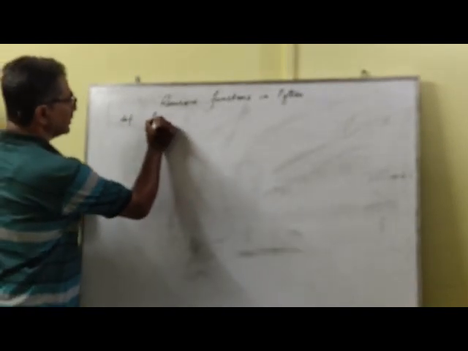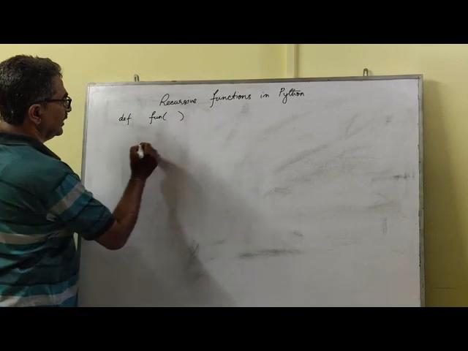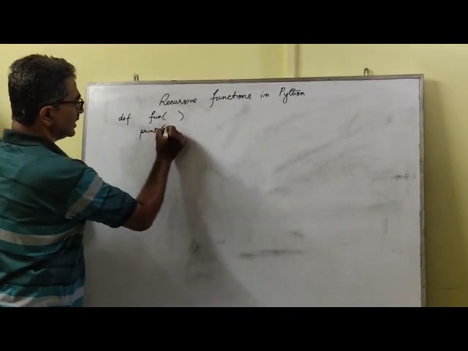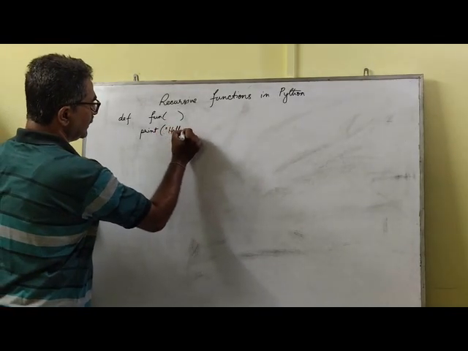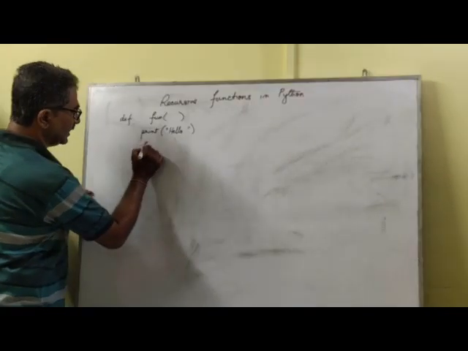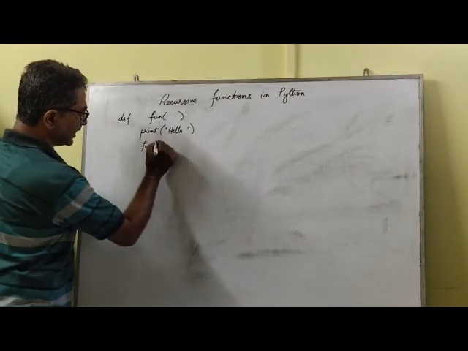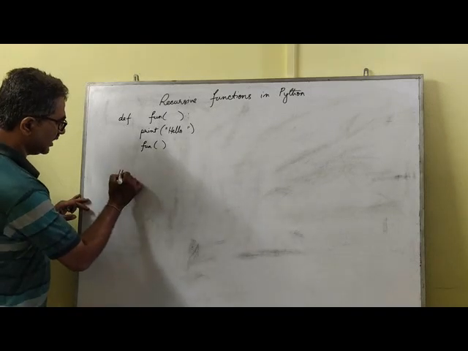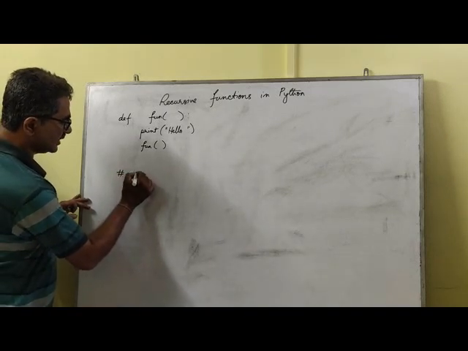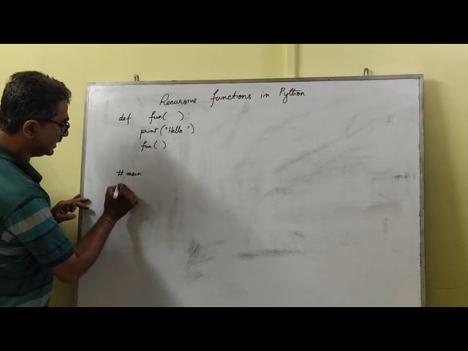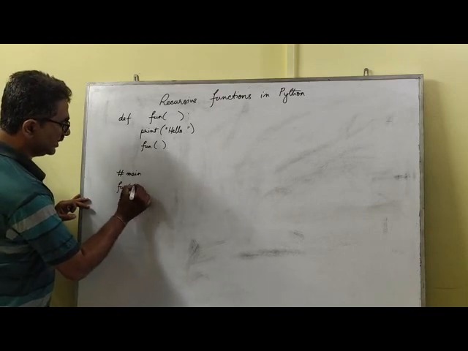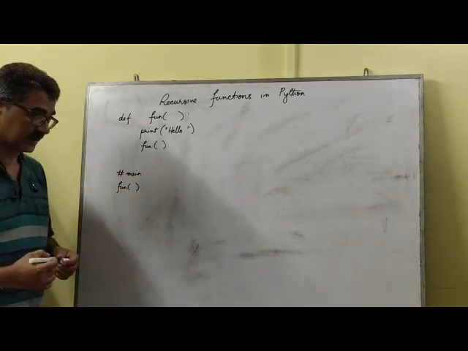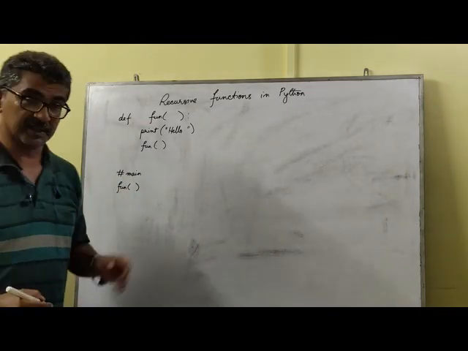Let the name of the function be fun. And let me print a message, say print hello. And then let me call the function once again. Let's see what is going to happen. From here, the main program begins. And let me give the name of the function for invoking or calling the function. Now let's see what is going to happen over here.